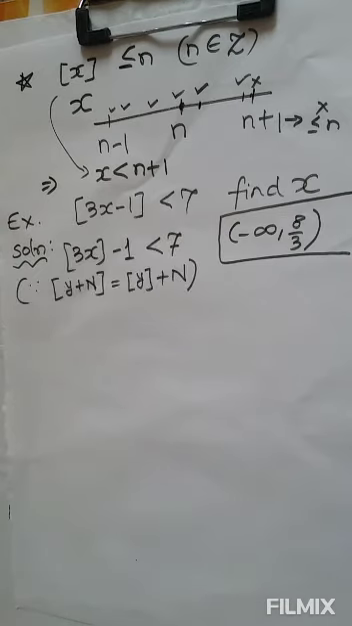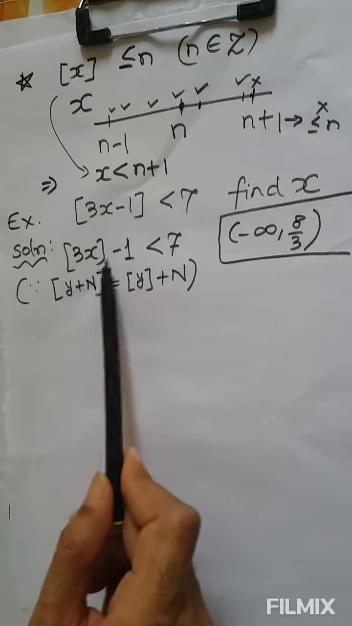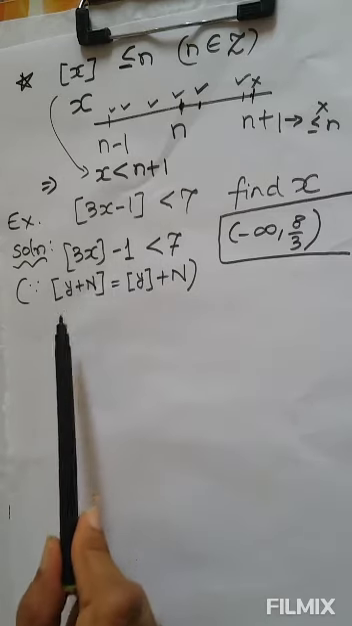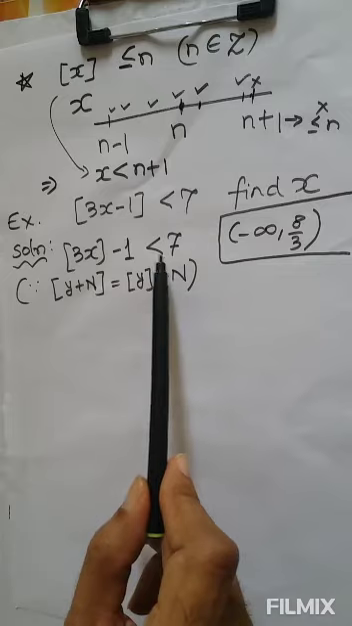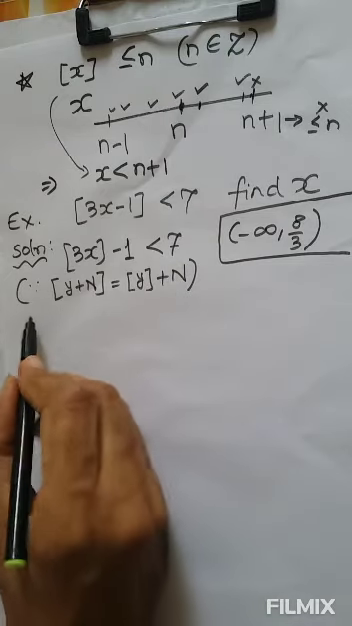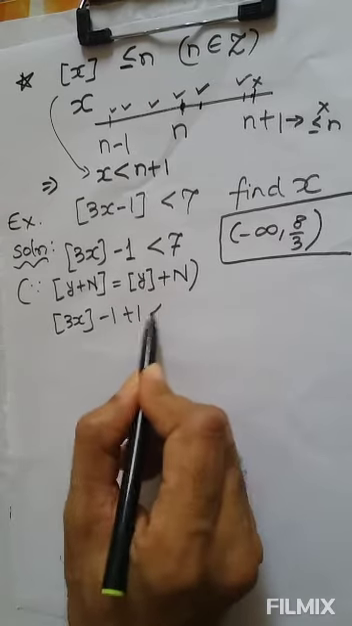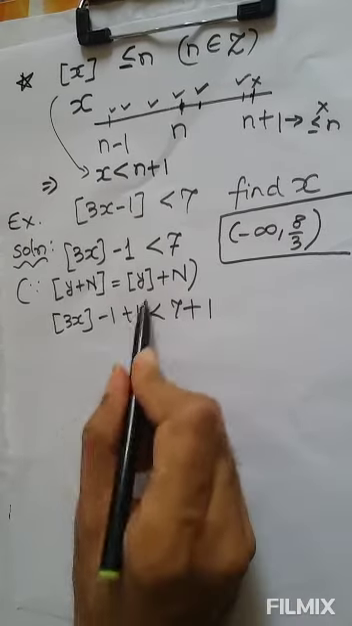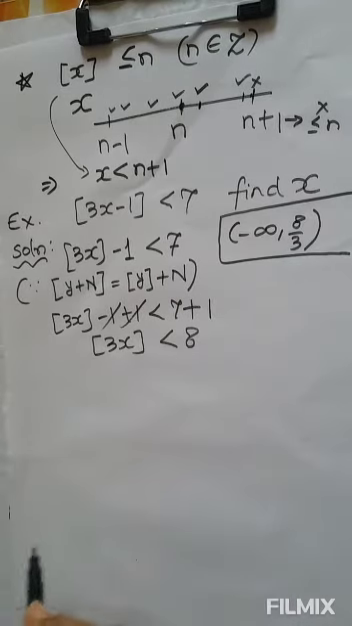So we can write this as greatest integer of 3x minus 1, which comes out from the property that if any integer is added inside the greatest integer, it comes out of it, less than 7. Now we will add 1 both sides. Adding 1, it gives this. So greatest integer of 3x is less than 8. So what does it mean?